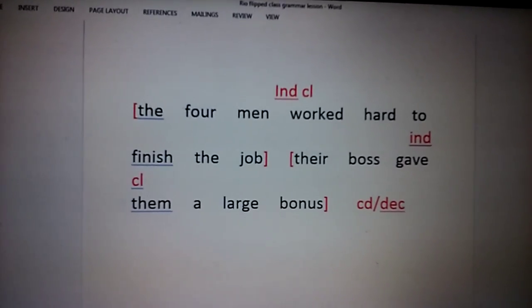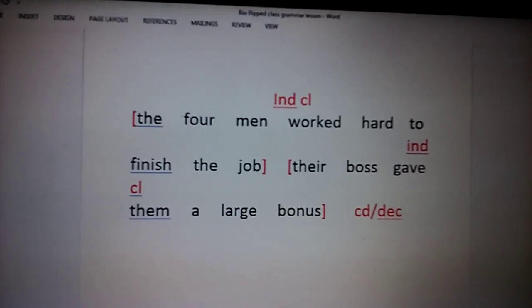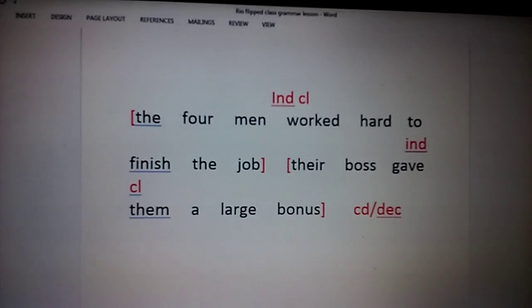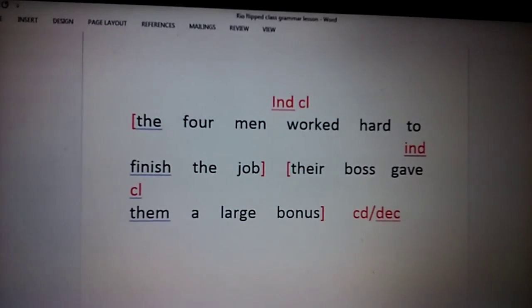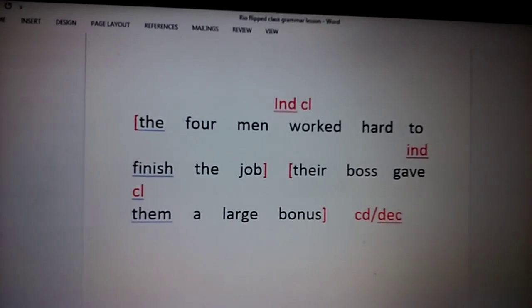It's not asking any question, so it's not interrogative. It's not giving a command, so it's not imperative. There's no strong feeling or emotion, so it's not exclamatory, simply declarative.